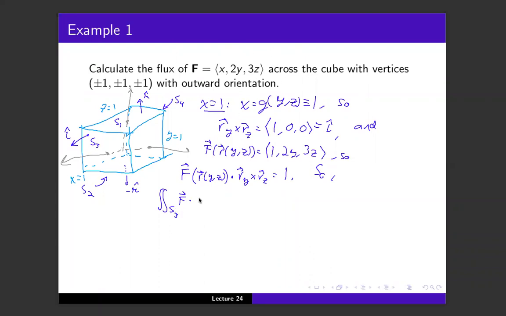F dot dS, that's the double integral over D of just the function 1 dA, or in other words, the area of D, which is 1. I'm trying to make it a little more obvious that it's actually equal to 1.